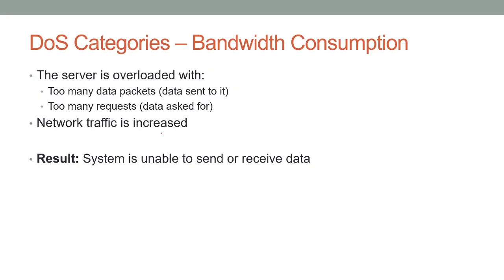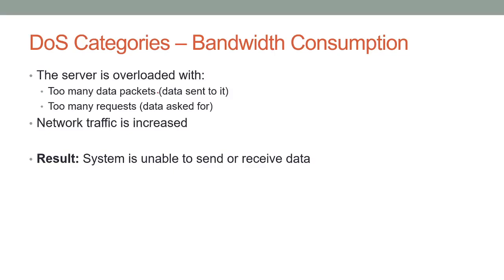The two main categories of DDoS are, first, bandwidth consumption. The idea behind that is you send it a bunch of web pages, or you ask for a bunch of web pages back from it, and you just increase the network traffic. So if there was a specific computer you want to send to, you send a bunch of web pages to them.